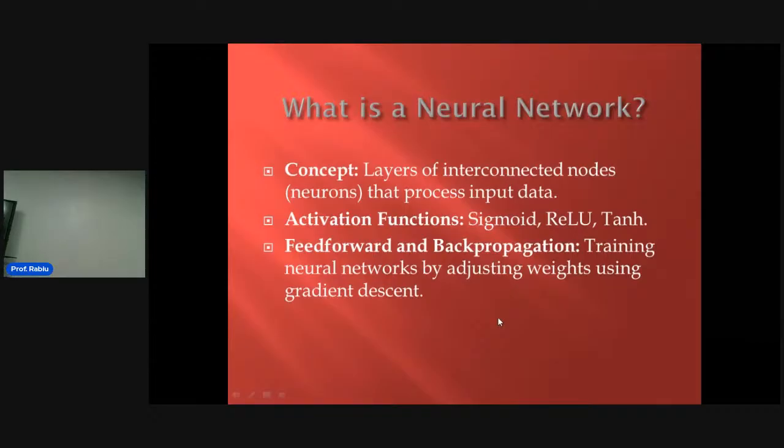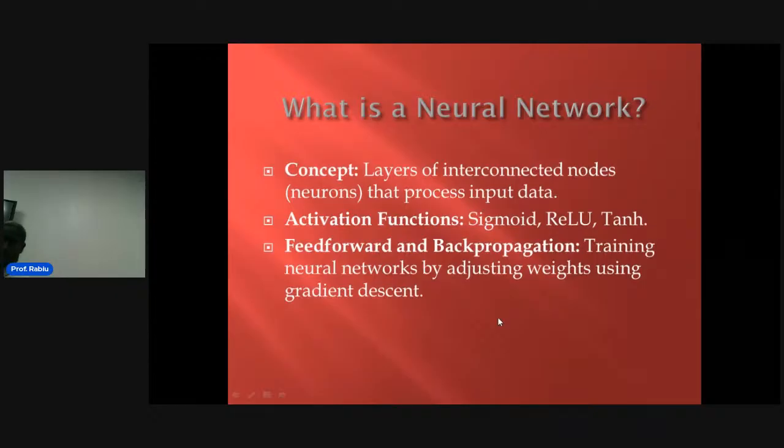Okay, and activation function can be the sigmoid and ReLU. Okay, the feed forward and back propagation will be training the neural networks by adjusting the weight using the gradient descent. We talked about the gradient descent, right, in the previous slide. So we train that neural network by adjusting the weight using that gradient descent.